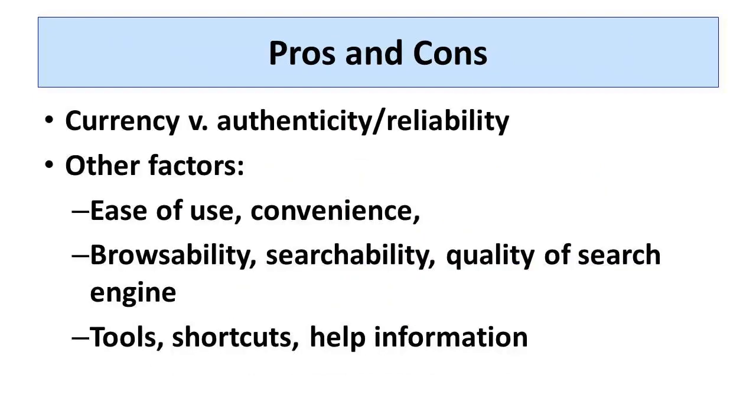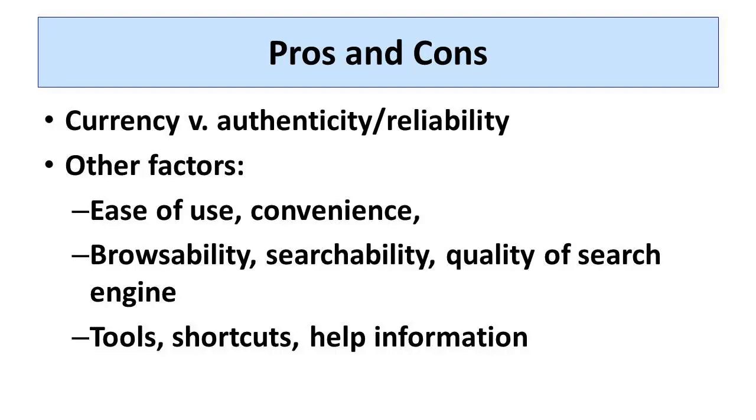Hopefully you now have a better idea as to the pros and cons of using agency websites, FDsys, and eCFR. You may even want to create a comparison chart of these resources for future reference. Often there is a trade-off between currency and reliability. You may want to consider other factors too, such as how easy it is to browse or search within the particular resource. Does it provide good tools, shortcuts, and help information?